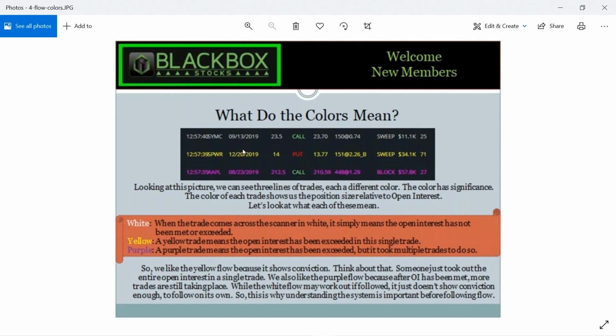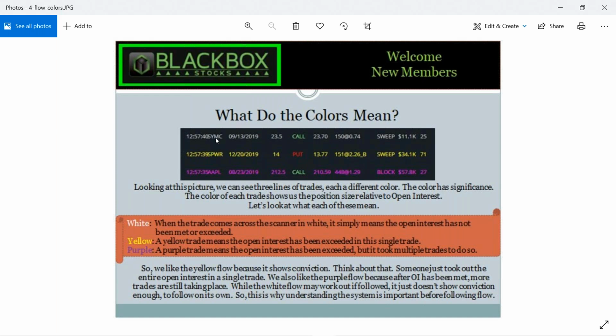So when I say leave the white flow on the screen, that's me saying, in my experience of using flow, and in my experience of teaching this, and in my experience of getting the DMs from new members who are struggling, leaving the white flow on the screen will help you build the story of what you're about to see. So you're going to see white, purple. And if you don't have the white flow on the screen, you're missing a large portion of the story.